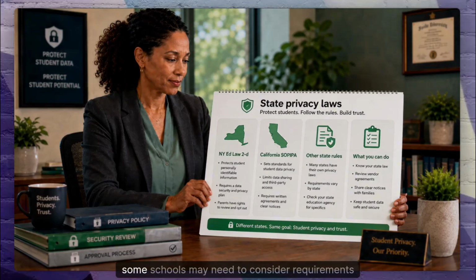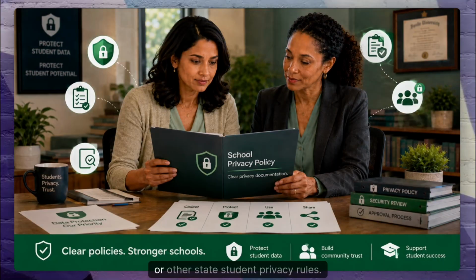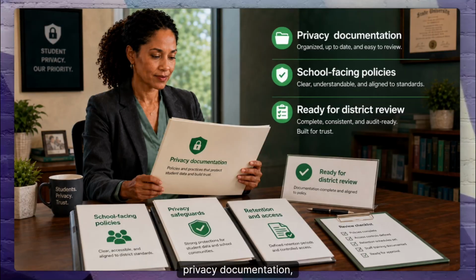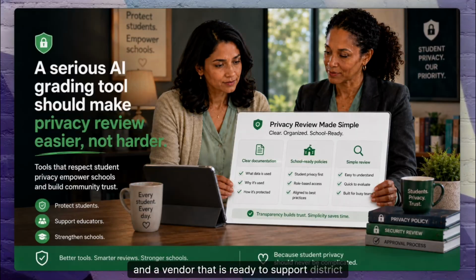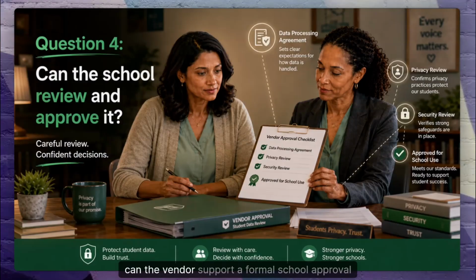For example, some schools may need to consider requirements such as New York Education Law 2D, California SOPIPA, or other state student privacy rules. The point is not that every teacher needs to become a privacy lawyer, but teachers and schools should expect clear privacy documentation, school-facing policies, and a vendor that is ready to support district review. A serious AI grading tool should make privacy review easier, not harder. The fourth question is, can the vendor support a formal school approval process?